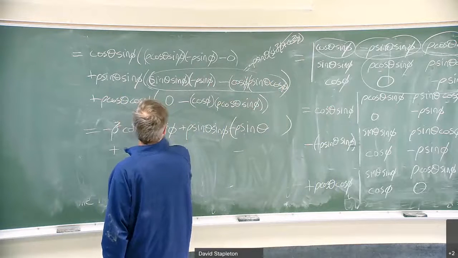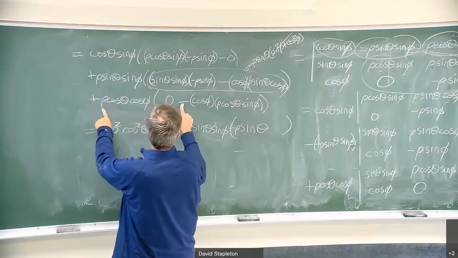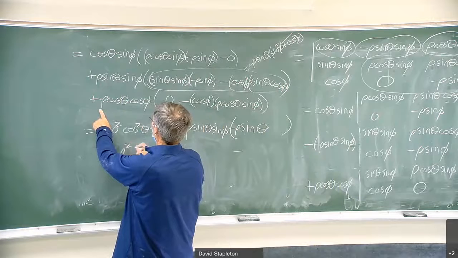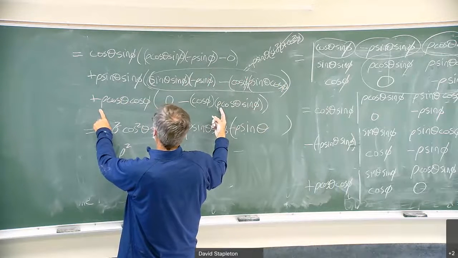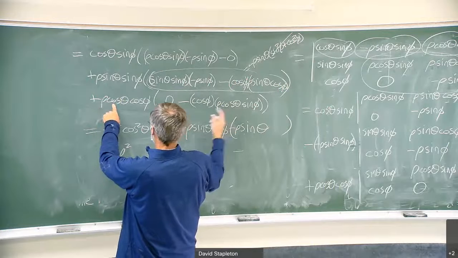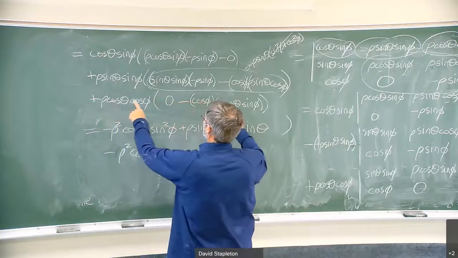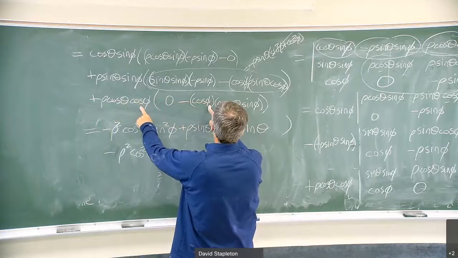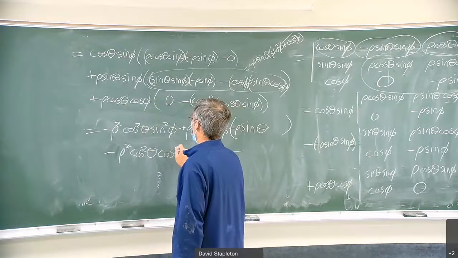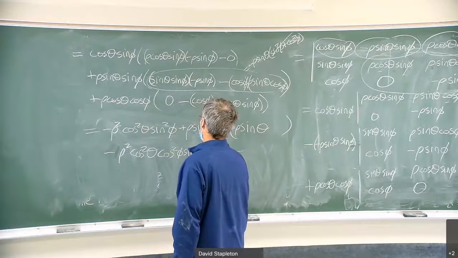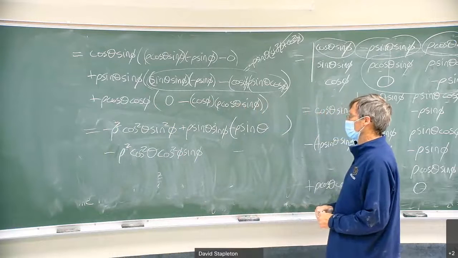And then plus down here, we've got rho squared. Actually, it's minus, I guess, by the time we're done, right? Minus rho squared cosine squared theta times cosine squared phi sine phi. So it looks like that.